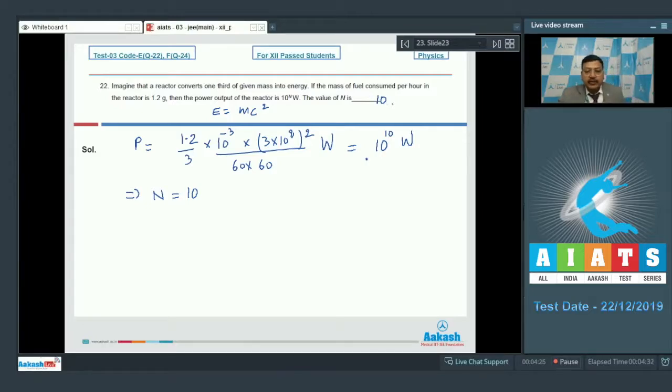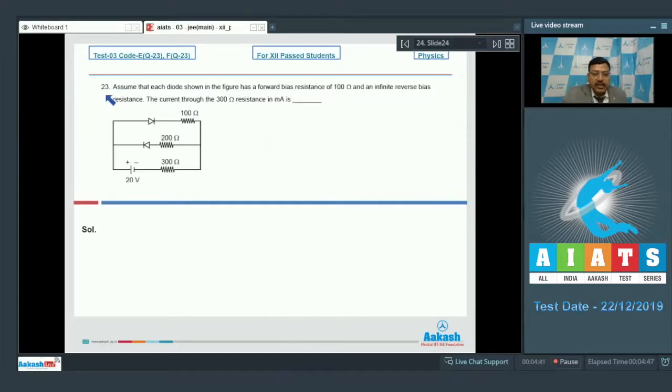Let's now go to the next question. Question 23 says, assume that each diode shown in the figure has a forward bias resistance of 100 ohm and an infinite reverse bias resistance. The current through the 300 ohm resistance in milliampere is.